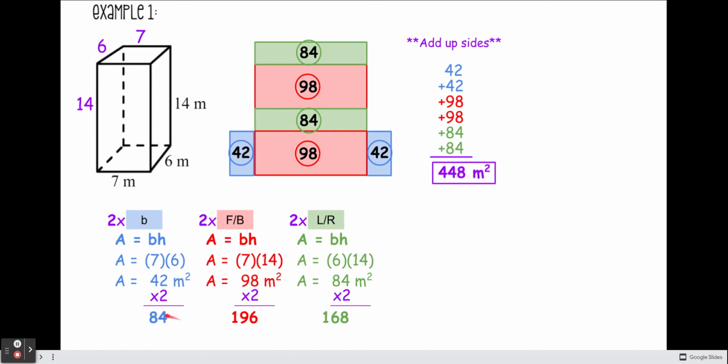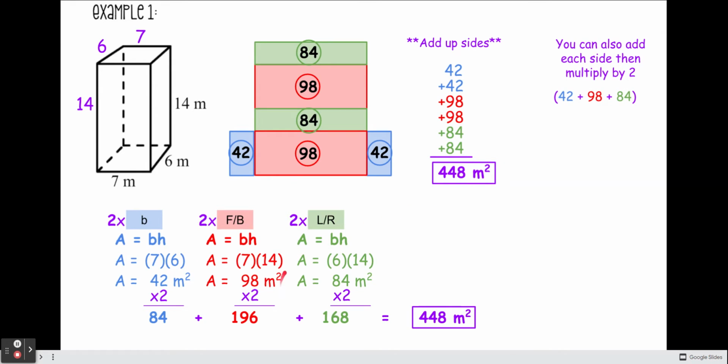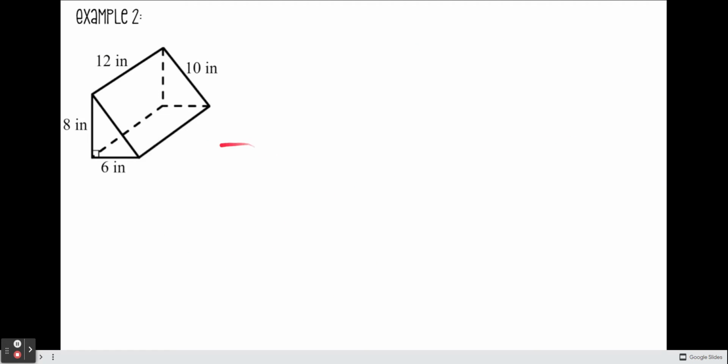Once you find all of that, you add them up, of course, and you end up getting the same answer, 448. Or there's one more way. You can also add up each side, then multiply by 2. So I can just take 42 plus 98 plus 84, add them all up first, and then multiply by 2. Once you do that, you should get 448. So yeah, 3 different ways once you have these numbers. Let's go ahead and try another one.